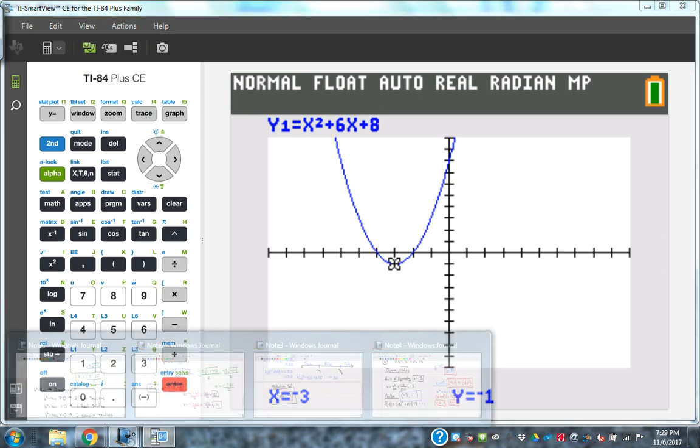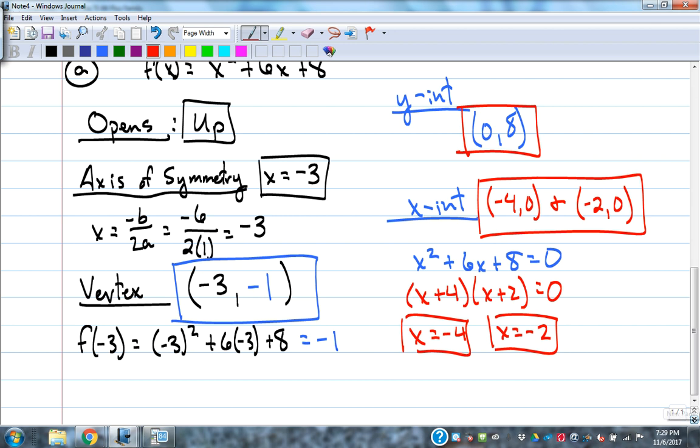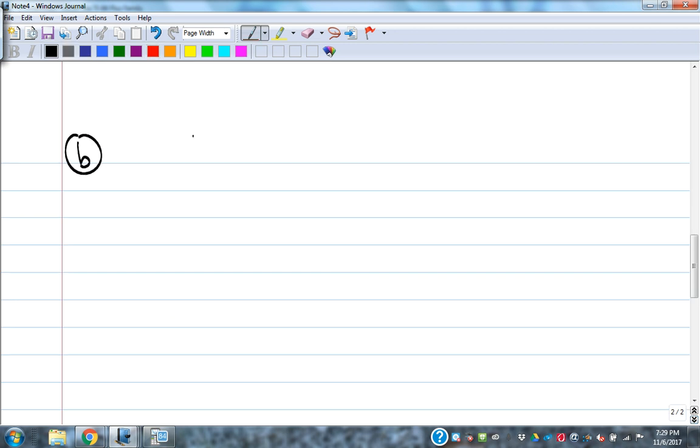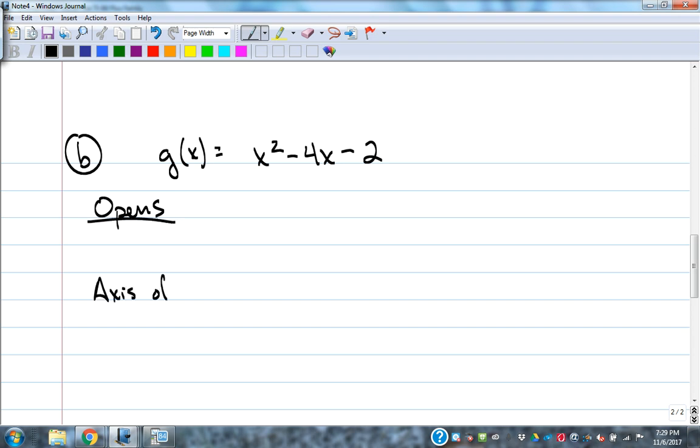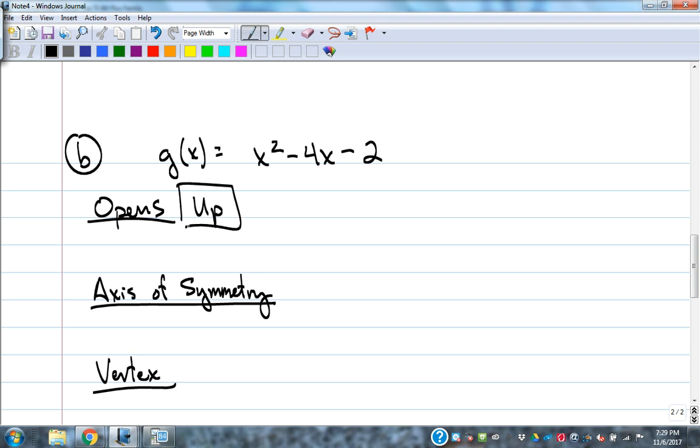All right, let's look at another one that maybe it's not as perfect as that one is. g of x equals x squared minus 4x minus 2. Which way is this thing open? Why? Positive in front of x squared. Positive 1 in front of x squared. Okay.